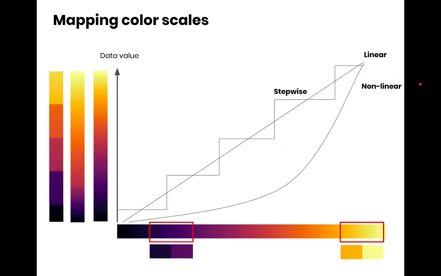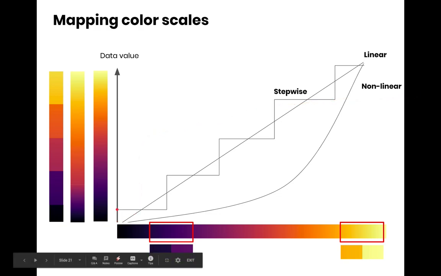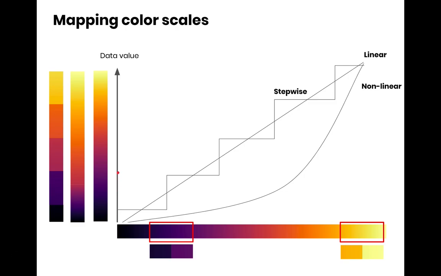And the third type of mapping color scales is by discretization. So you could, for example, go stepwise. For every so and so many values on your data axis, you stick to the same value and go on up step by step.